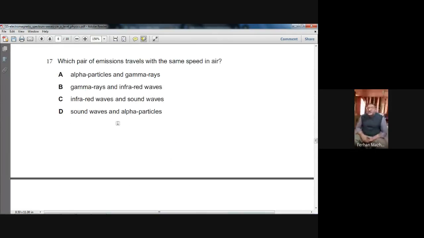Which pair of emissions travels with the same speed in air? Alpha particles and gamma rays. Alpha particle is not part of the electromagnetic spectrum. Gamma rays and infrared waves. Yes, that's true. They both are part of the electromagnetic spectrum. So this is the choice. I by mistake highlighted all of them, but B is the right choice. The infrared waves travel with the speed of light in air. So gamma and infrared both are part of the electromagnetic spectrum, so they will have the same speed in air. So B is the right choice.